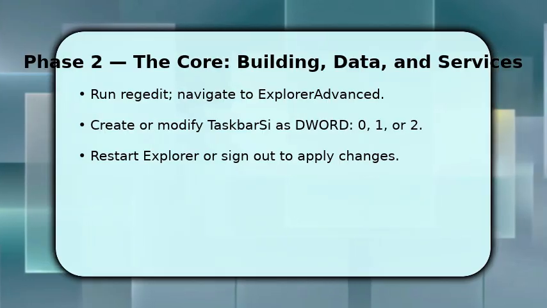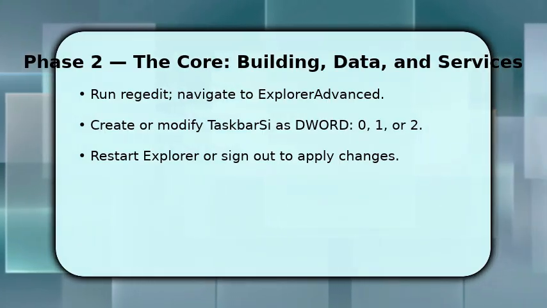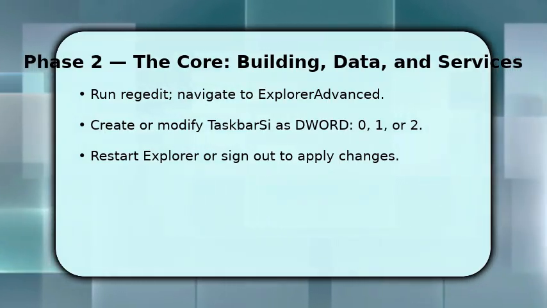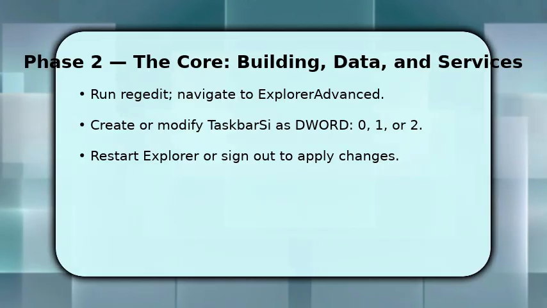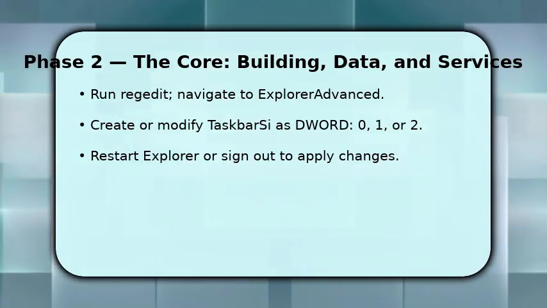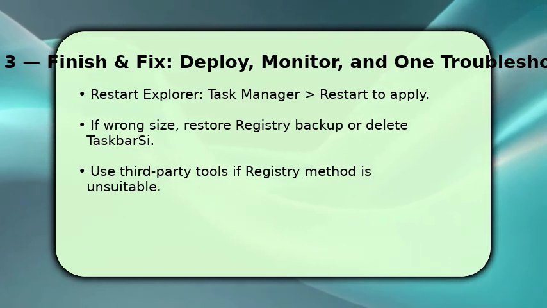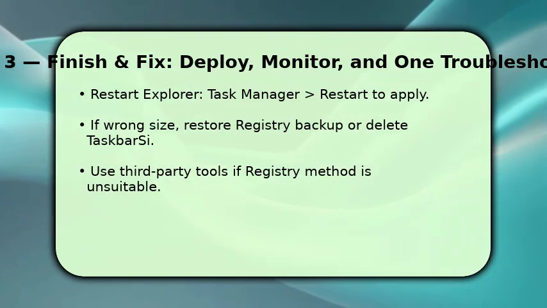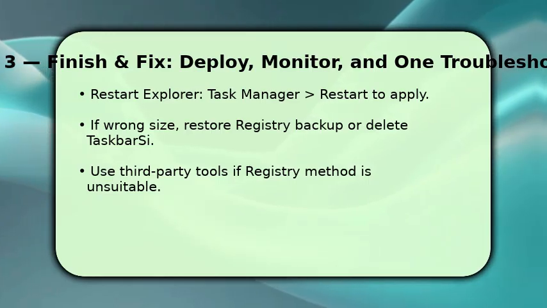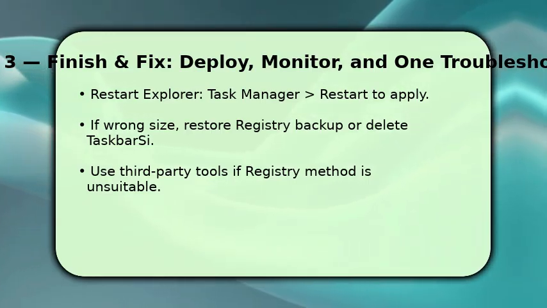Once you save the DWORD, close Regedit, then restart Explorer from Task Manager or sign out and back in so the shell reloads and applies the new size. Finish by restarting Explorer. Open Task Manager, select Windows Explorer, click Restart. Check the taskbar size, confirm icons and spacing match expectations.